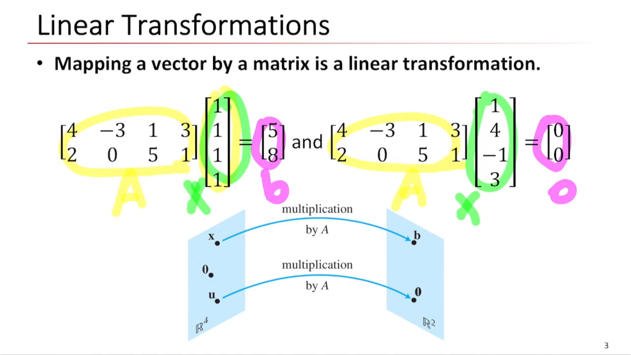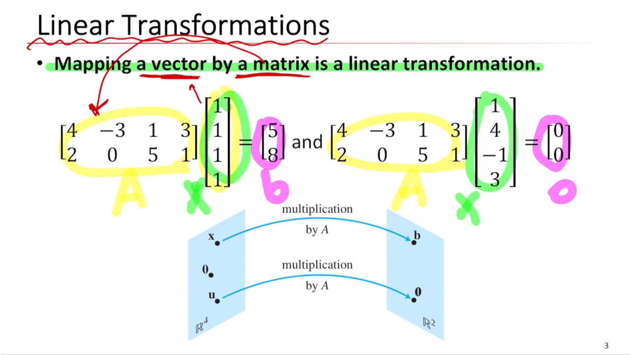Then what's the meaning of the linear transformation in this case? The linear transformation is mapping a vector by a matrix. What does it mean? Mapping this vector x by a matrix A. So this A times x means the linear transformation.